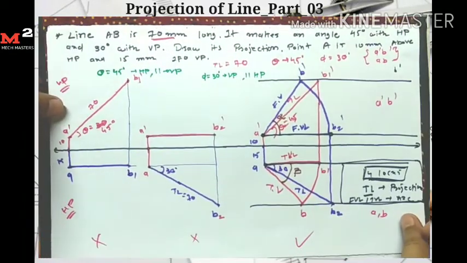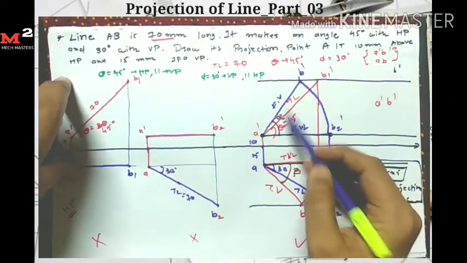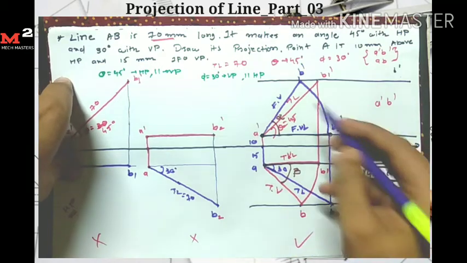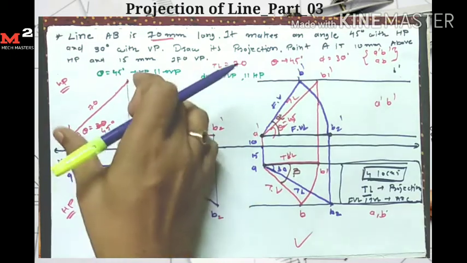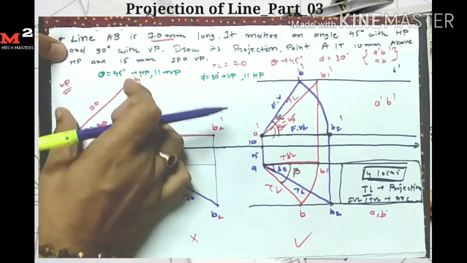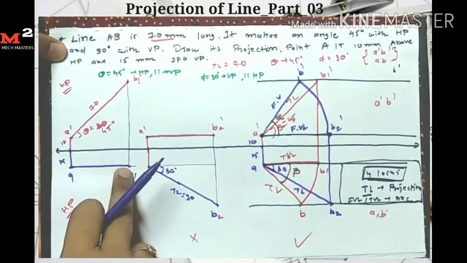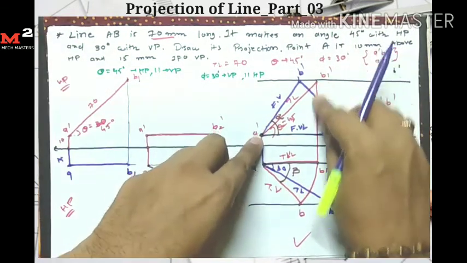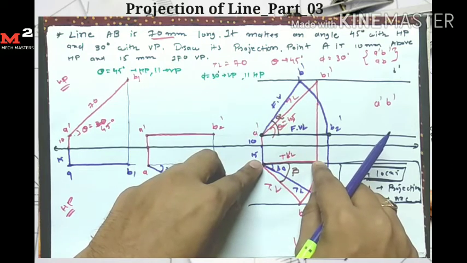Before starting, I want to explain something here. If you look at this problem carefully, after finding the four loci, this true length I draw in the vertical plane, and I take its projection in the horizontal plane. So I get its top view length here, but this is not my final top view.